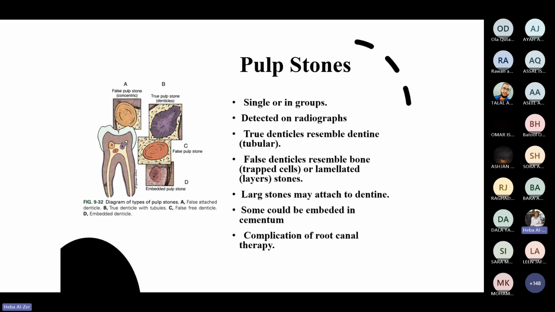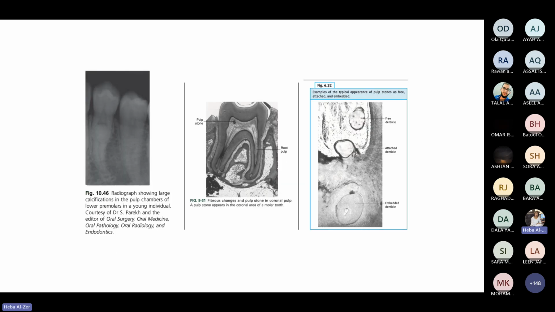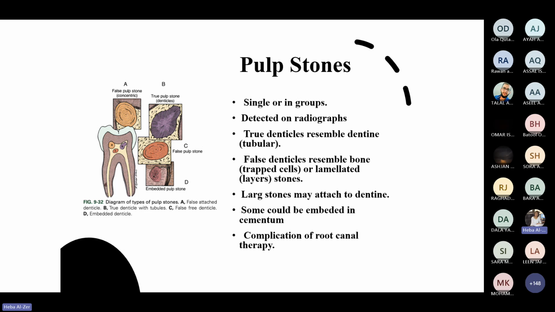The other kind of calcification is the pulp stones. As you can see in this picture, they can come singly or in groups. They can be detected on radiographs, as we will see next. They can be true denticles, which resemble dentine, like here, with dentinal tubules inside, or they can be false denticles that look like bone. They have cells inside and they are lamellated. They have circles inside of them. They could be large or small, and they can be attached to dentine, as we can see here, or free, not attached to anything. And they can be embedded inside the dentine.